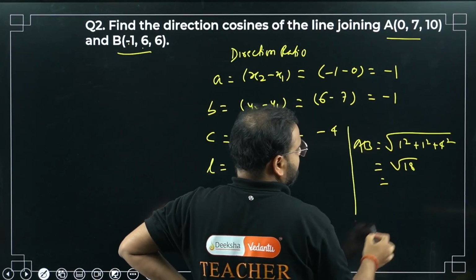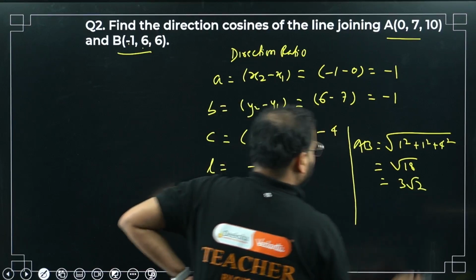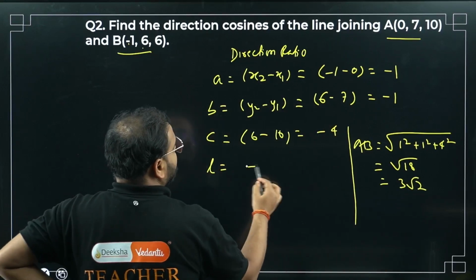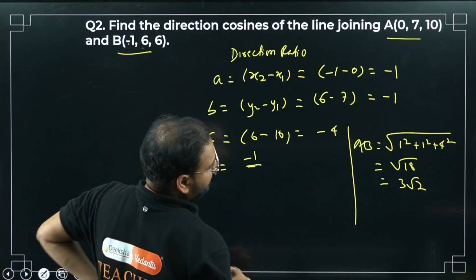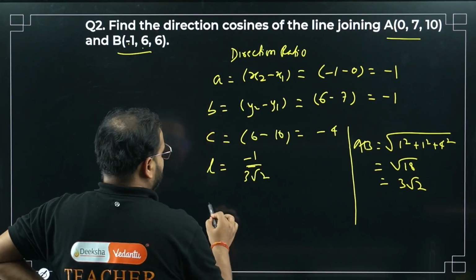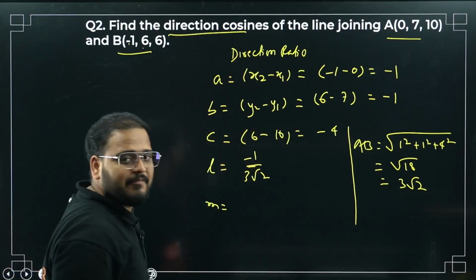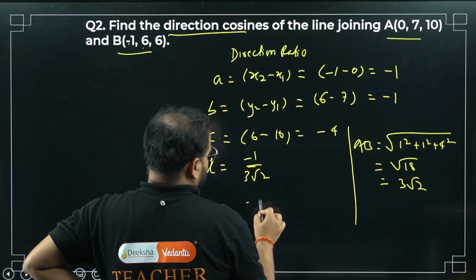How much is that going to be? 9 into 2, so 3 root 2. So my L value will be what, sir? Minus 1 upon 3 root 2, and M value will be what? They have asked us to find direction cosines, no? So M value will be minus 1 again.